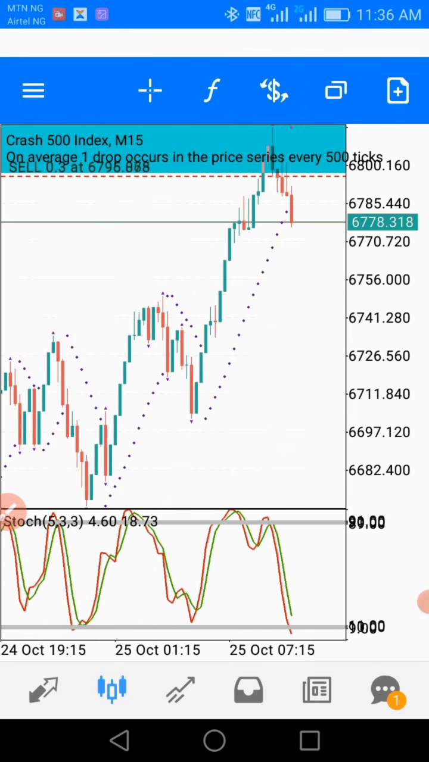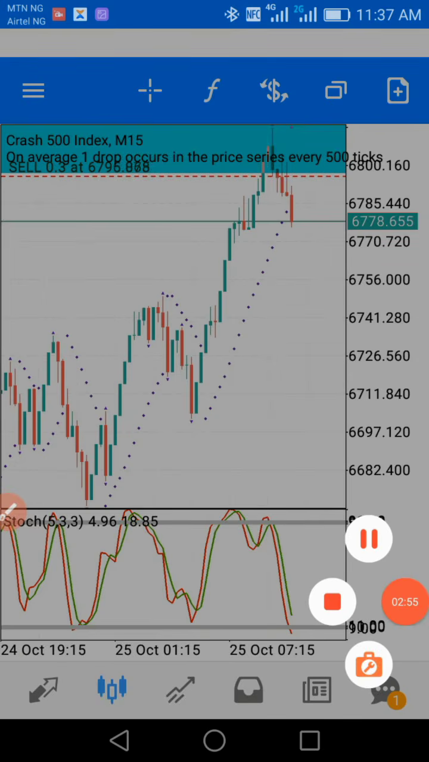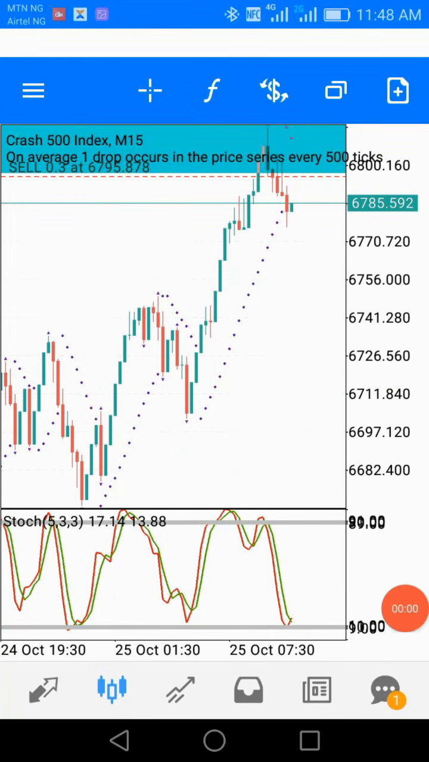So always take note of your verified resistance, and when it has been tested for the first, second, third time, then from the fourth one it is no longer comfortable to trade. That doesn't mean it can't retest even severally up to nine times, but we are talking about maximizing your profit and taking less risk.